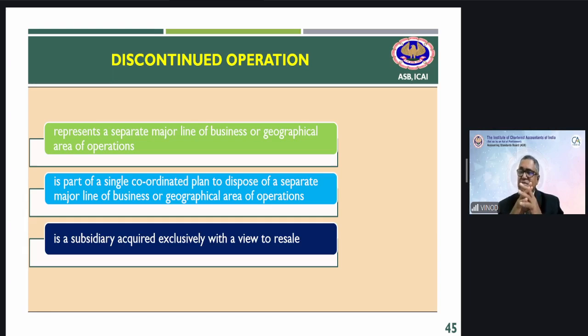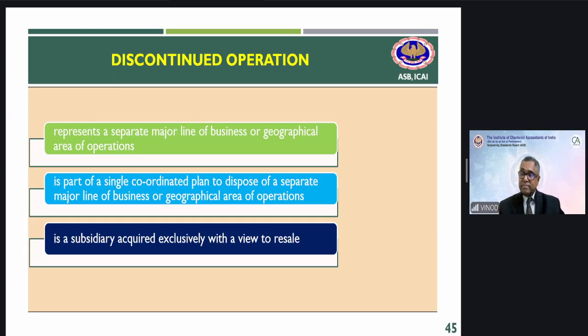So this definition is where we have seen the maximum errors come in. People just refuse to understand this definition. In our mind, anything sold is a discontinuing operation. No, it has to be a major line of business or geographical area or subsidiary for resale. Nothing else. That's why I said a lot of things might be held for sale, but not a discontinuing operation.